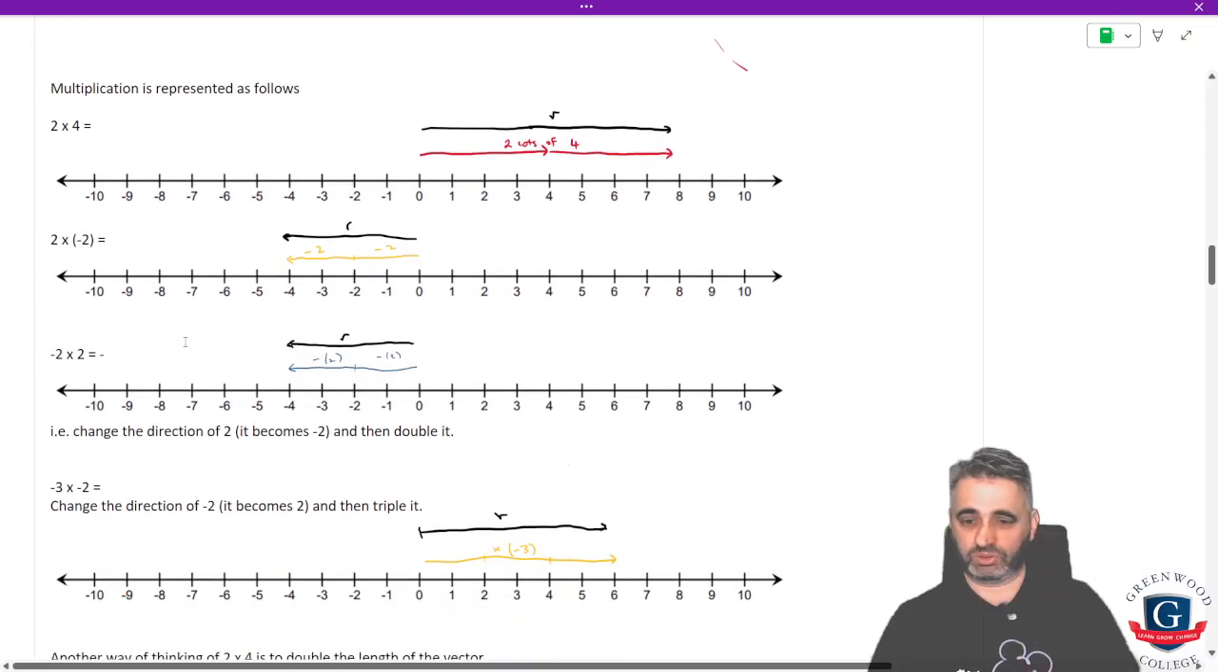Now, the way we do multiplication is quite simple. If we have 2 times 4, that's 2 lots of the 4 vector. Take the resultant, that's 8. 2 lots of the minus 2 vector, that will give us minus 4. Now, minus 2 lots of the 2 vector.